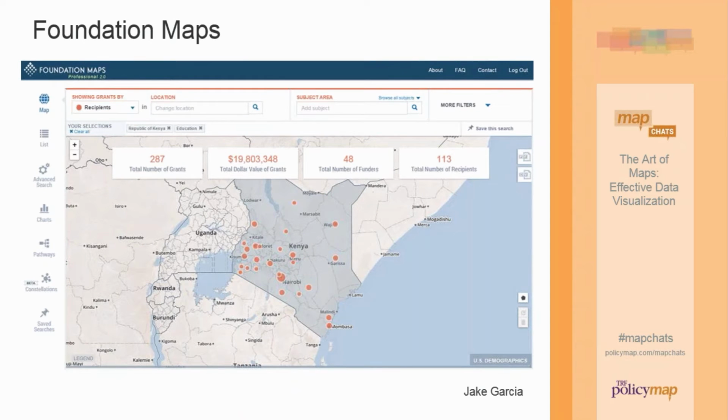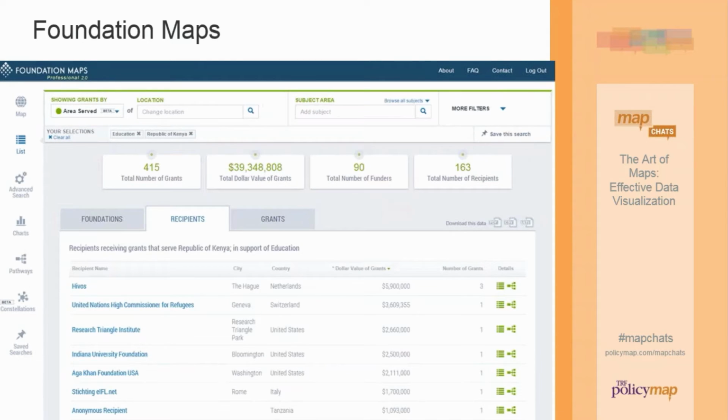So let's say in one of these case studies we're looking at Kenya. Say we're looking at recipients in Kenya of education dollars, and at this level I believe it's province, so there's a dot in the middle of each province. And then as you zoom in, you're going to get again down to the street corners of the recipients of grants in Kenya for education.